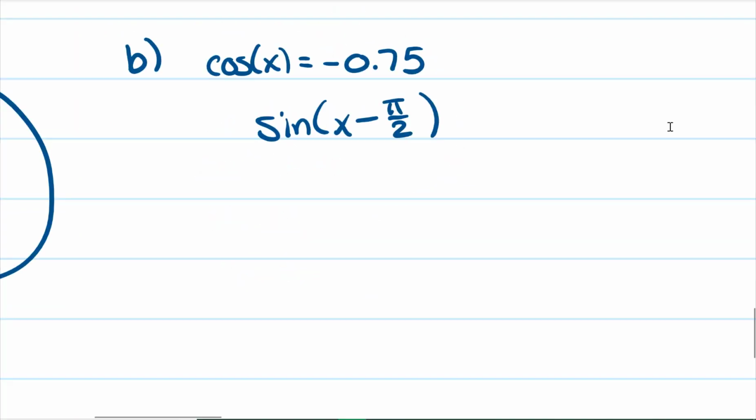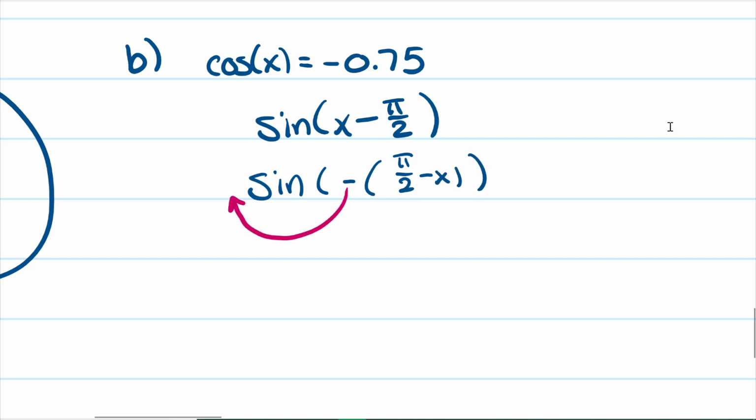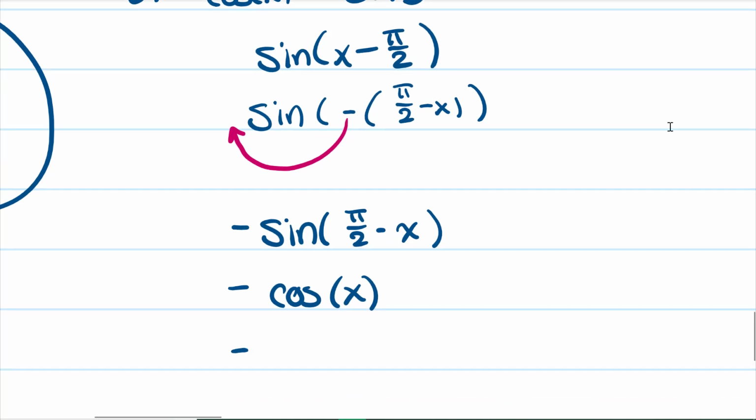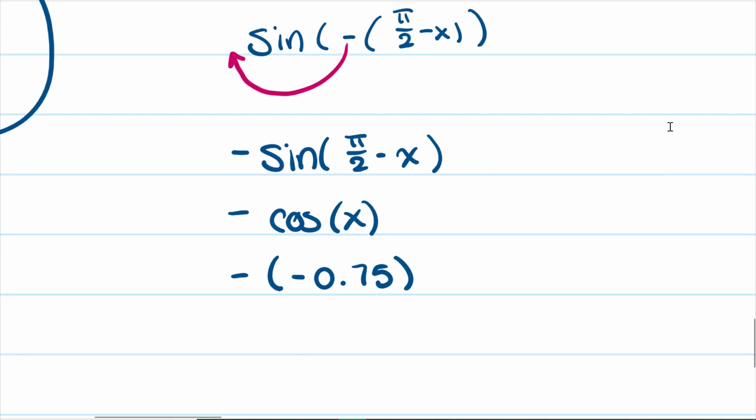Okay, so for part B, I want to find sine of x minus pi over 2. It's a little bit different than the last one because we're finding sine and not cosine. So I'm going to factor out the negative again. And I get pi over 2 minus x. And then this negative, because sine is odd, is going to come out to the front. So I get negative sine of pi over 2 minus x. And then negative sine of pi over 2 minus x is cosine of x. So negative, and cosine of x was negative 0.75. So a negative and a negative make a positive. So you get 0.75.